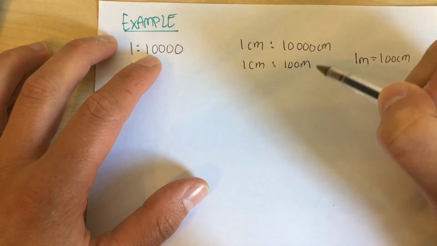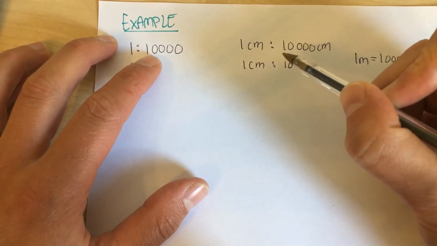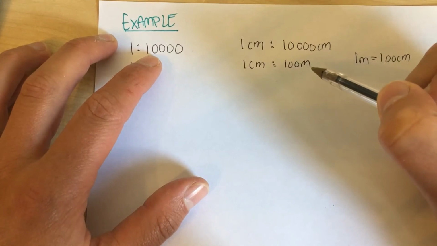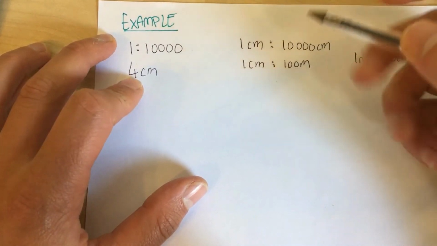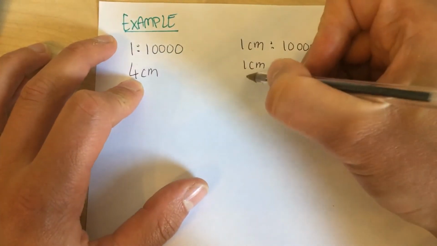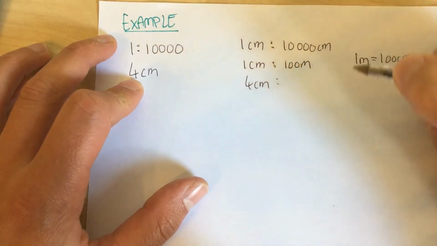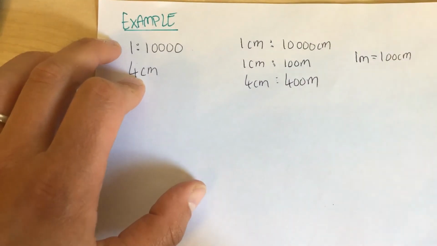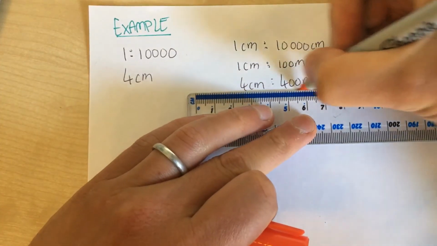Now this is more useful to me. I'm not used to working in tens of thousands of centimeters, but 100 meters I can work with. So 4 centimeters on the map must be equal to 400 meters in real life. So that is my answer.